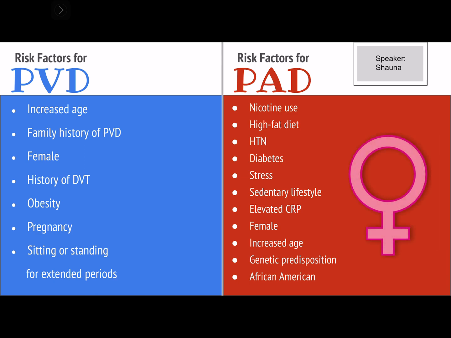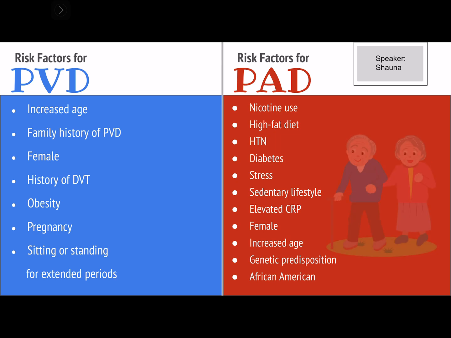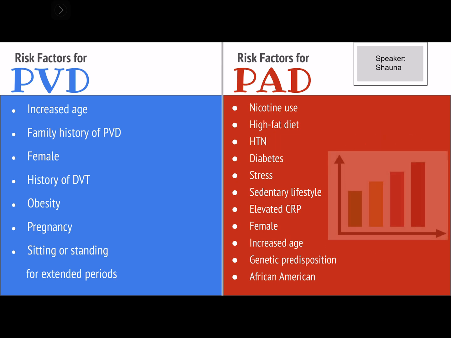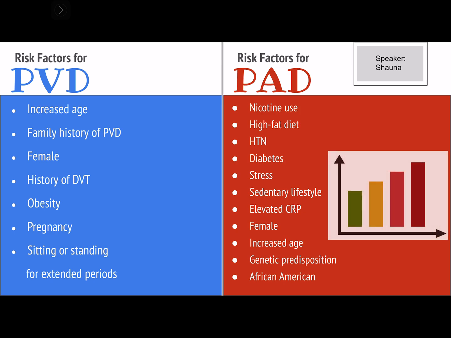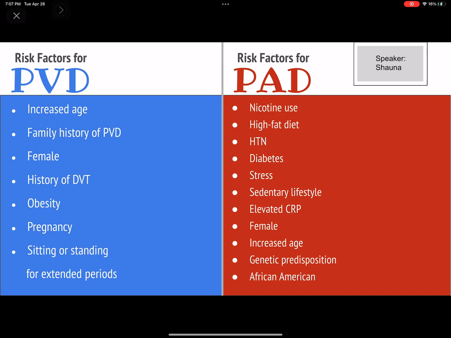Non-modifiable risk factors include female sex, people over the age of 60, a family history of PAD, and lastly, the risk is higher in African Americans than in other ethnicities.